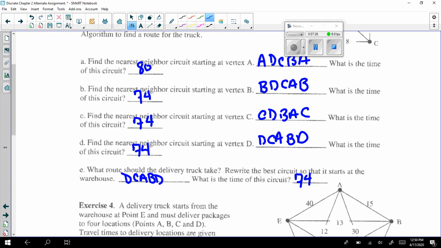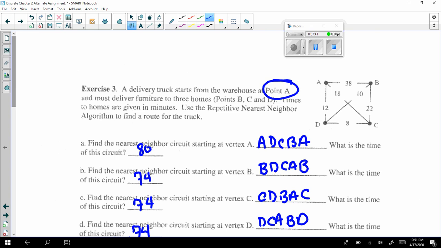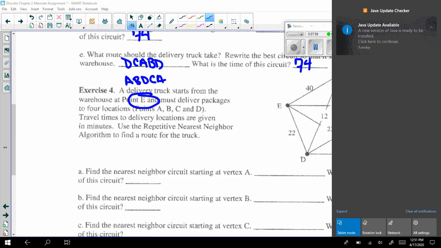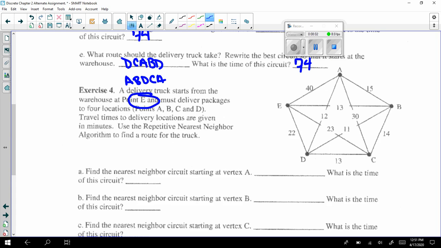All right, and we can rewrite any one of these starting at vertex A. So this one would be A, B, D, C, A, right? That is your new one written from vertex A, because we want to do vertex A. So basically we're doing the nearest neighbor algorithm from each vertex and then choosing the one that works and then rewriting it starting at the vertex that we want to. So like here, we want to start from point E, but we're going to evaluate the nearest neighbor algorithm from every vertex and see what we get. So again, go ahead and give that one a shot.